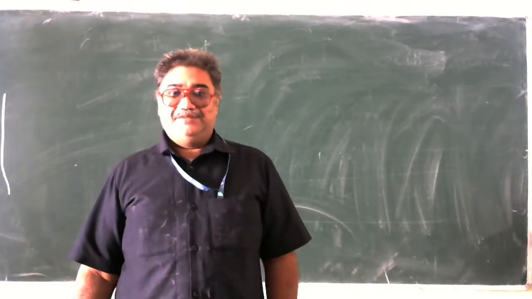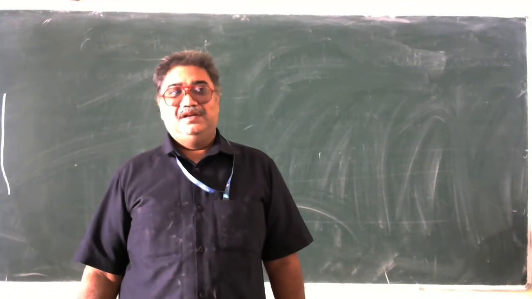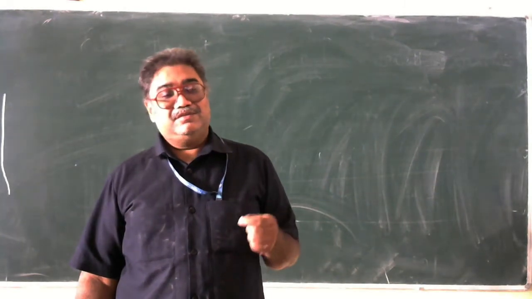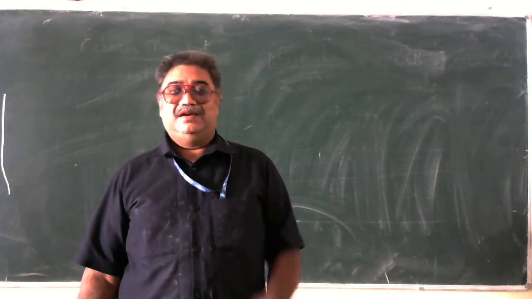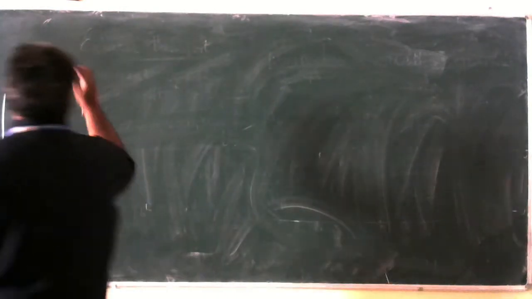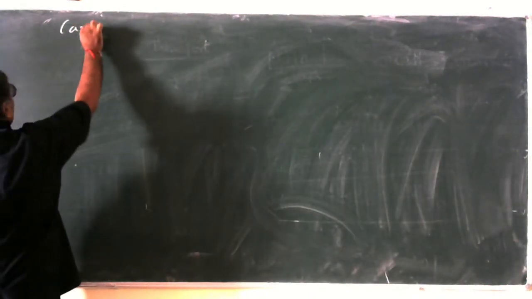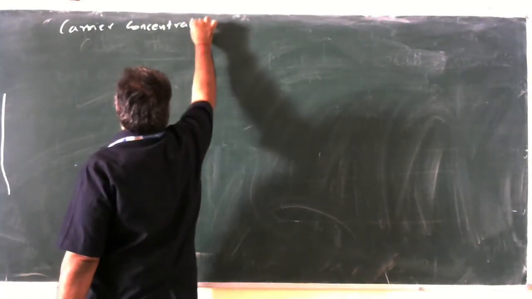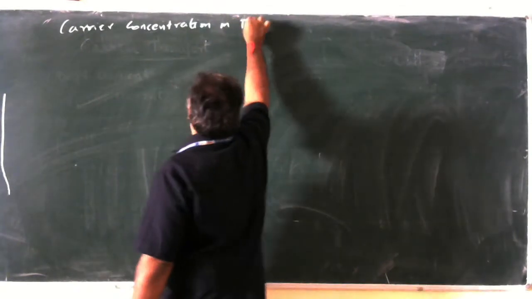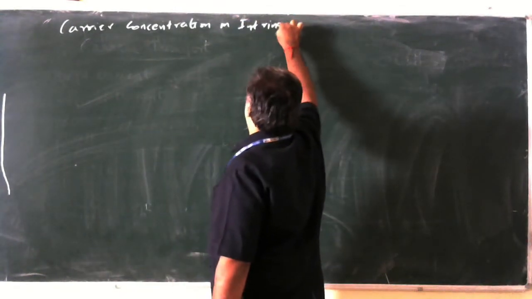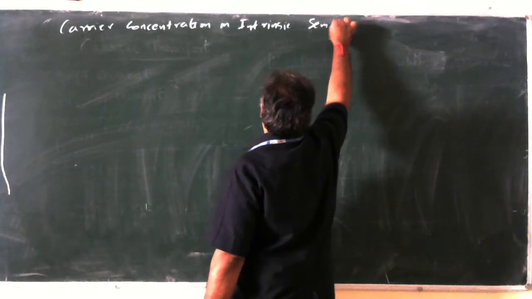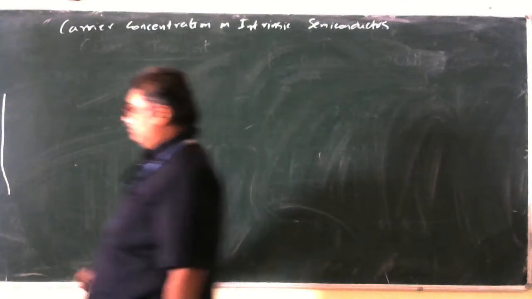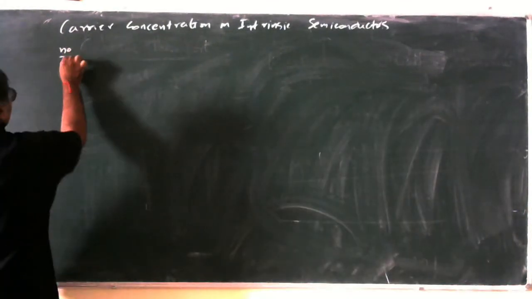Semiconductors are of two types anyway, P type and N type, but we are not going to go for P type and N type. We are just going to calculate the number of free electrons and the number of holes available in an intrinsic semiconductor. So the topic is carrier concentration in intrinsic semiconductors. First, we are going to calculate the number of electrons.